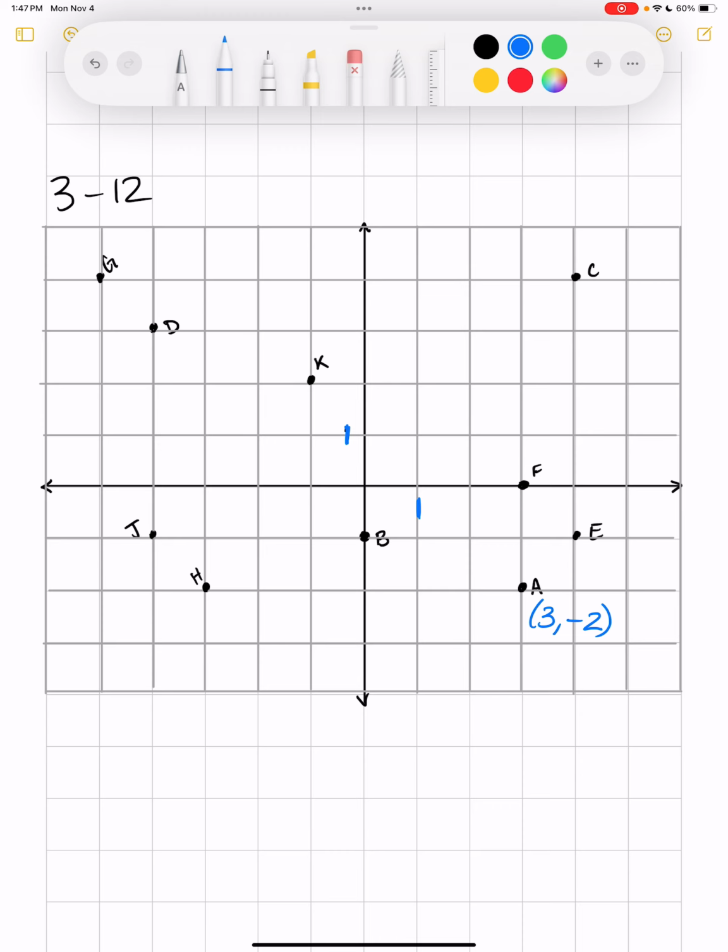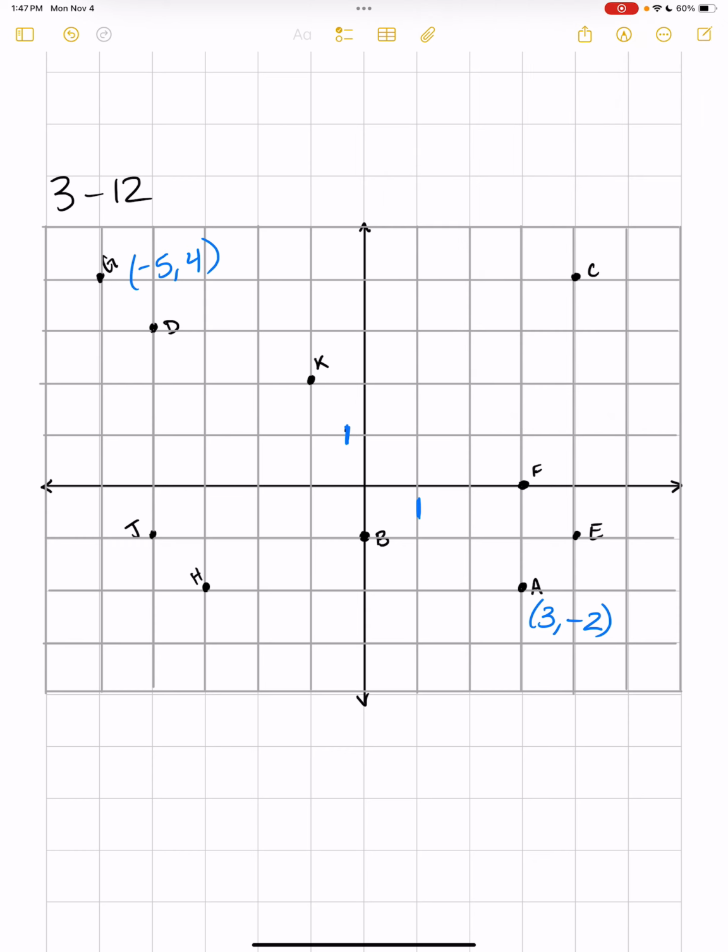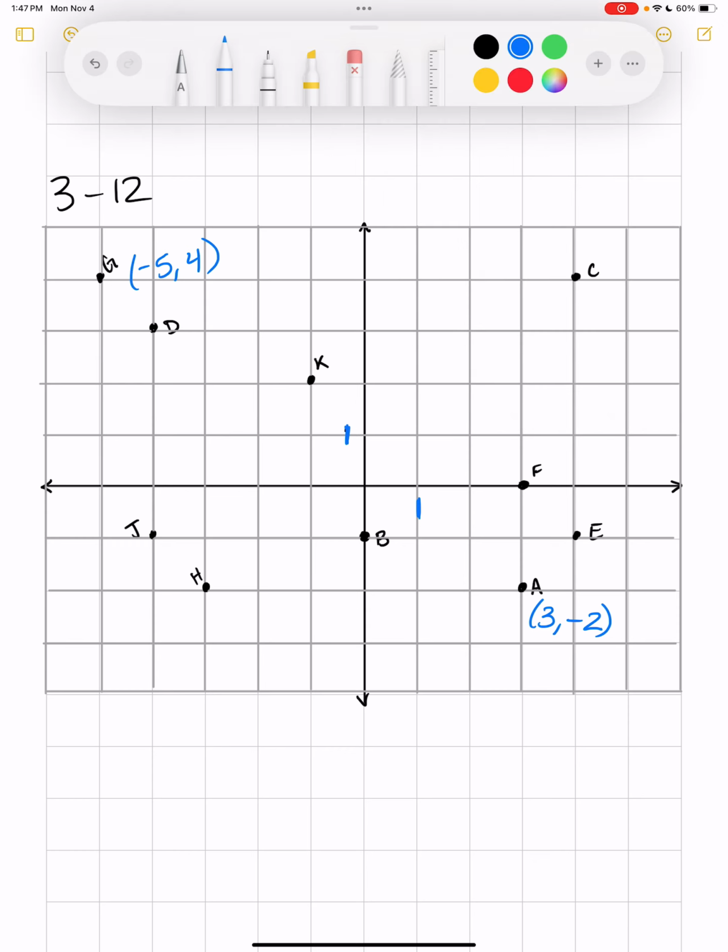How about point G up here? Is it -4 or -5 first? The x value first, so that's -5. So 1, 2, 3, 4, 5, and then 1, 2, 3, 4. Yep. So -5, 4.